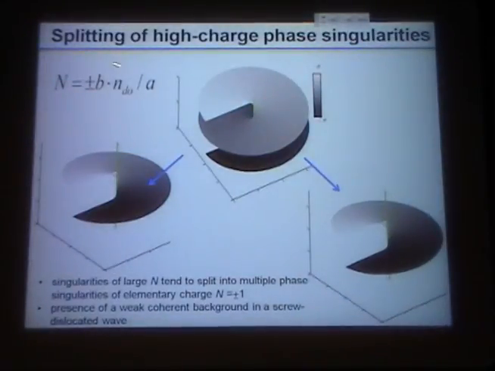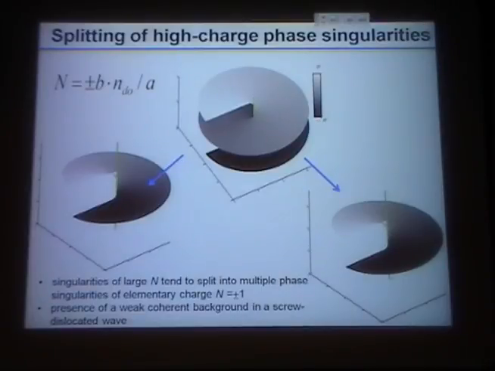And so this is a simple relation that relates the number of spots that we have and the diffraction order that we deal with, and this is the Burgers vector and the periodicity of the fingers that we have in the grating.